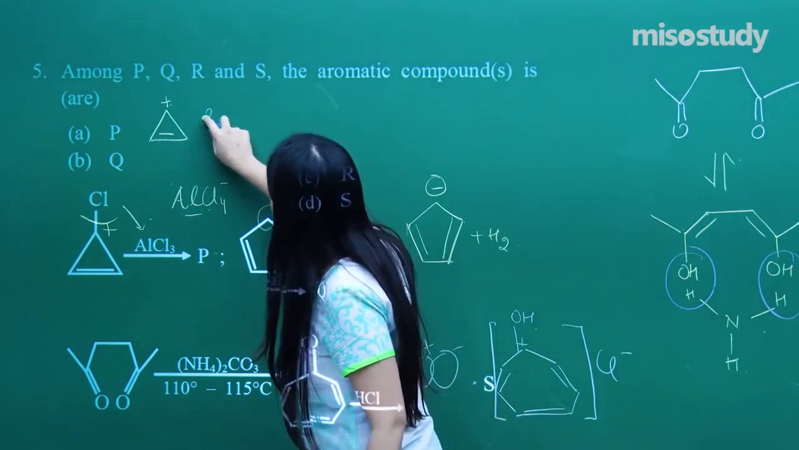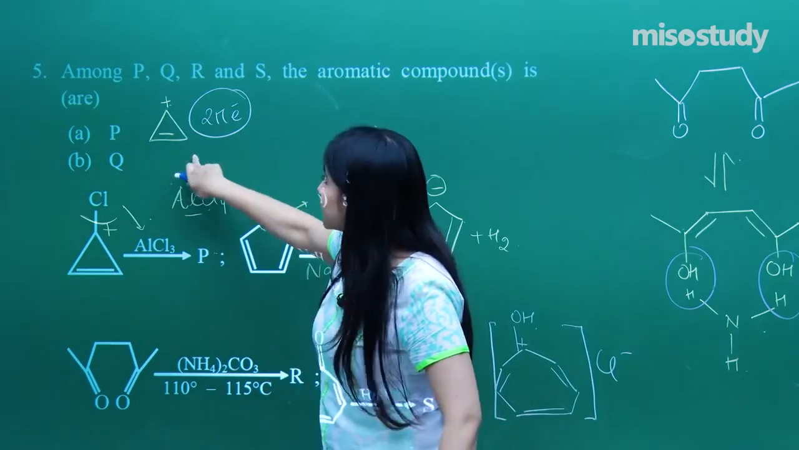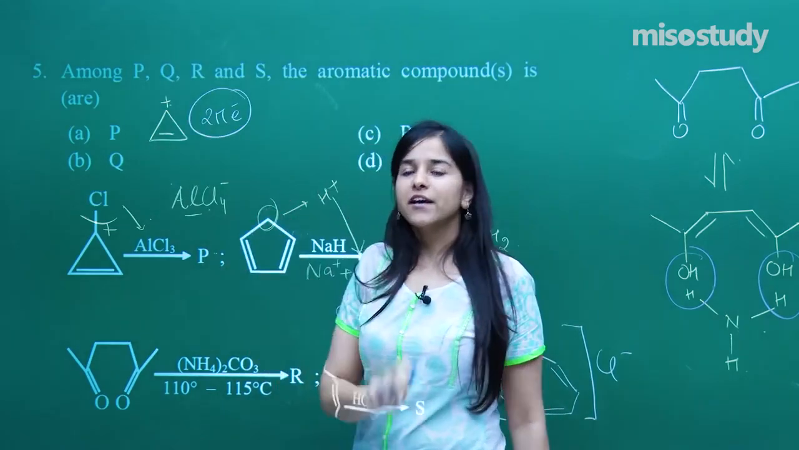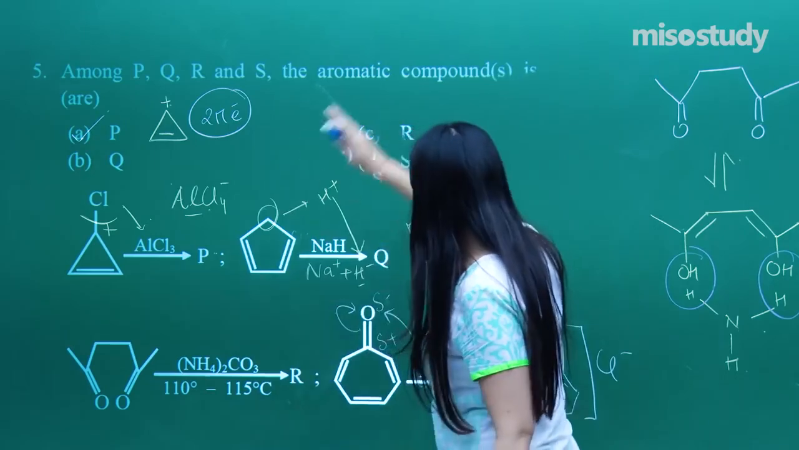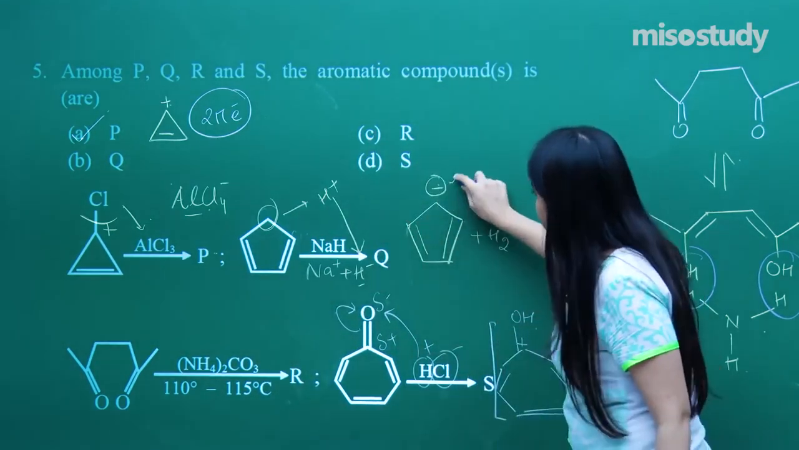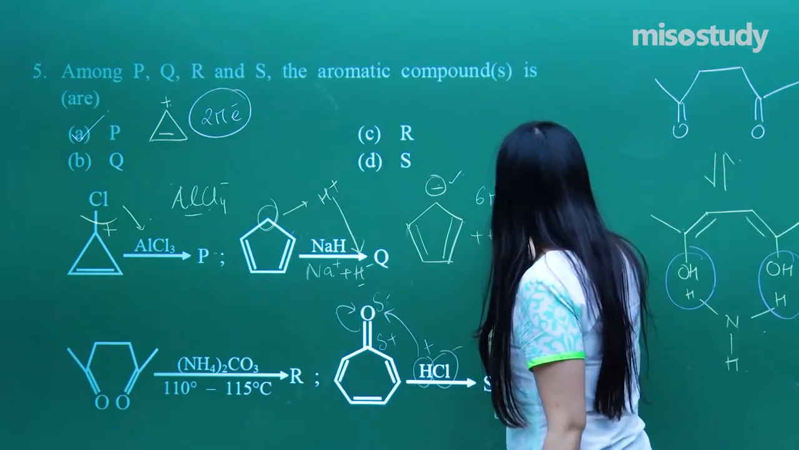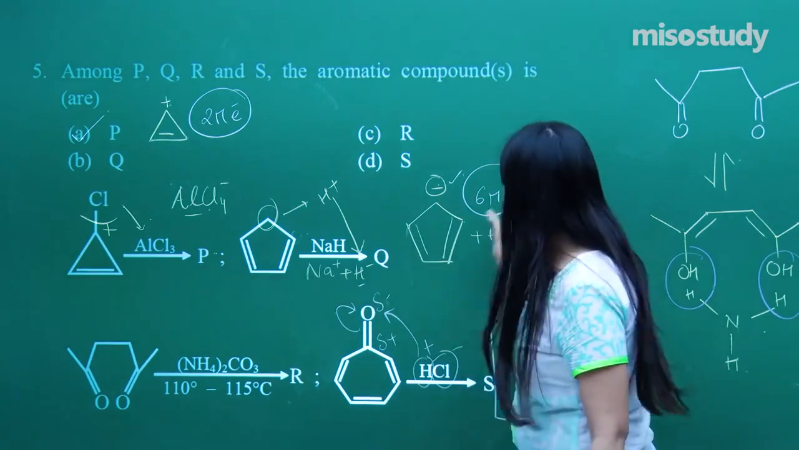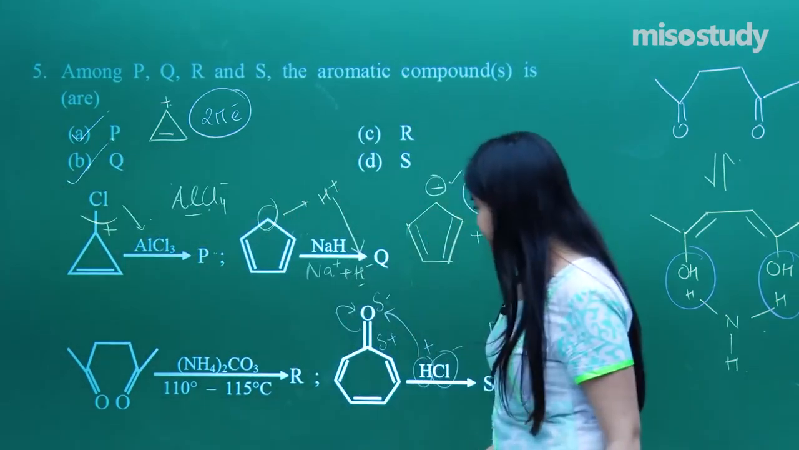If you see here, 2 pi electrons and cyclic and conjugated, conjugation with positive. So it will definitely be an aromatic. So P is aromatic. If you look at Q, 1, 2, 3, 4, 5, 6, this negative charge is involved in the conjugation. That means 6 pi electrons, cyclic, planar, conjugated, 6 pi electrons, also aromatic. So Q is also aromatic.